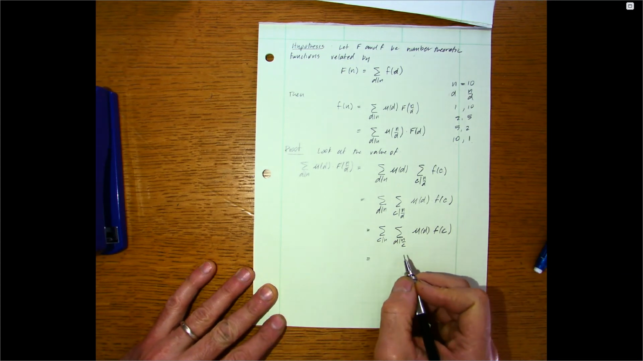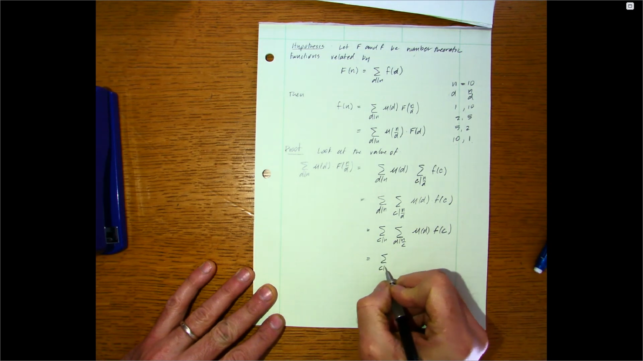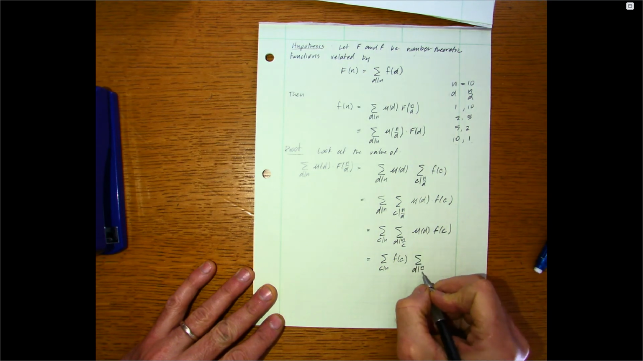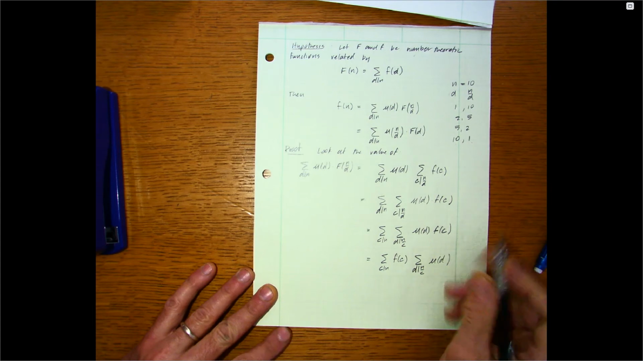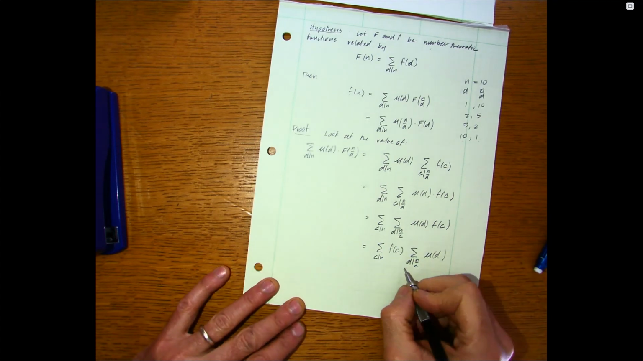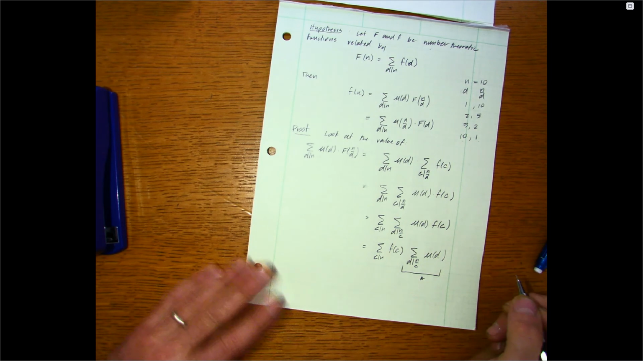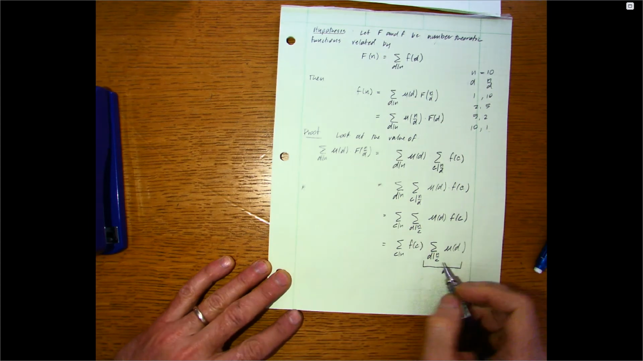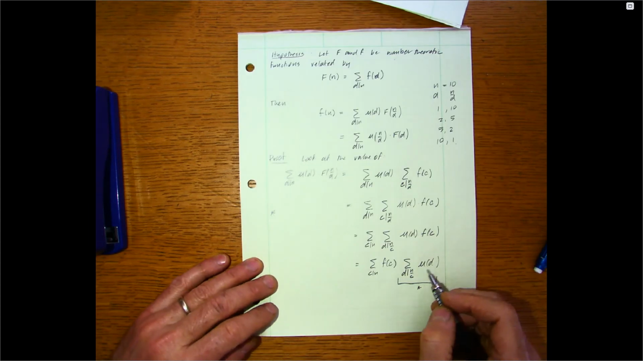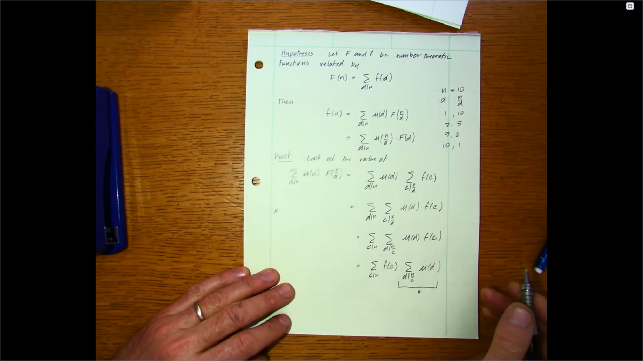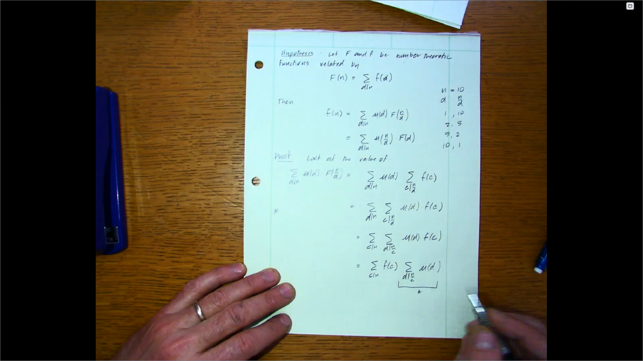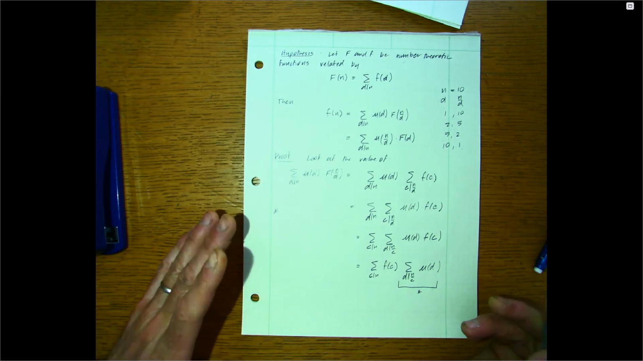So I'm going to go ahead and bring the f of c out in front. We have the summation over c dividing n of f of c, times the summation of d into n over c of mu of d. And here is kind of an interesting aside. So this guy, we already know what happens when you sum all of the Mobius mu function across the divisors of a certain number. We know that the only time this returns anything other than 0 is when the number in question is 1, right?